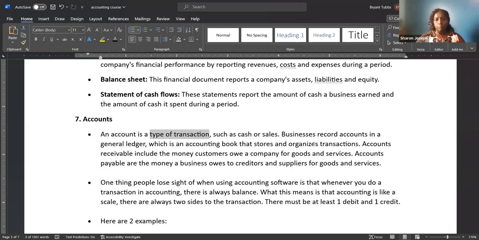So let's talk about some specific accounts. Accounts receivable includes money a customer owes a company for goods or services. Accounts payable is the money a business owes creditors or suppliers. Those are just specific types of accounts. And we can talk about chart of accounts another time, and we can start looking at some more details later on. I just want to talk about the overview of these accounting concepts.